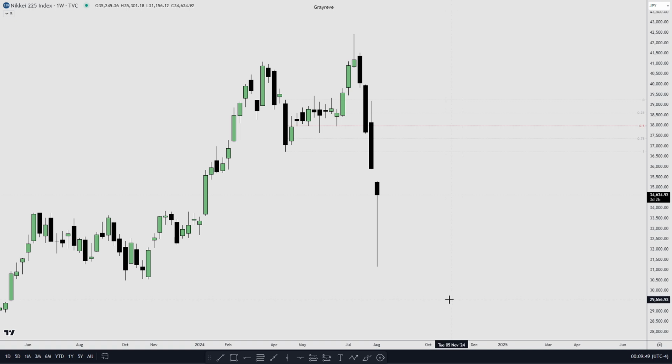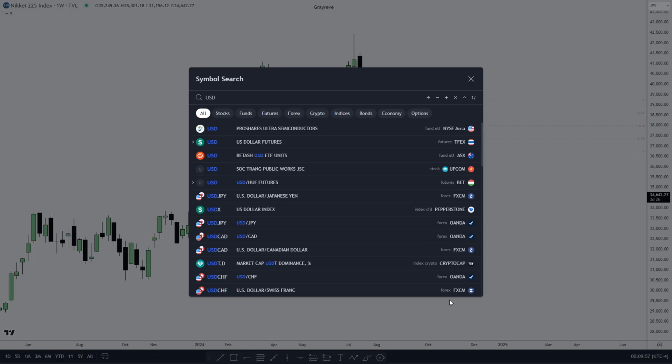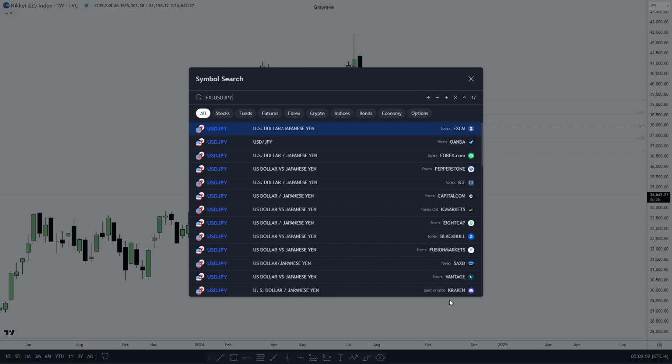Right, and for the Japan Fed interest rates announcement and stuff like that, you can take a look at USDJPY. It's the same.